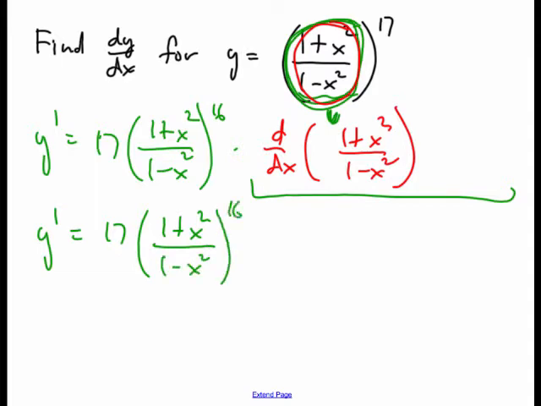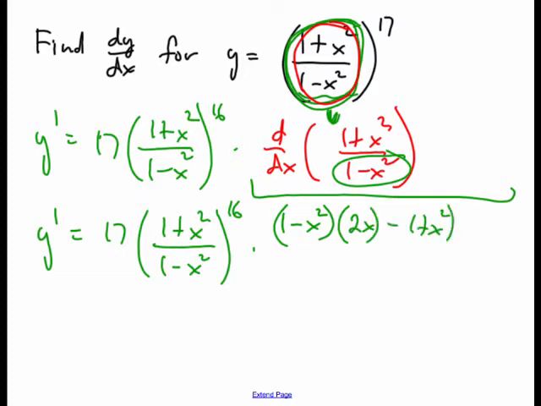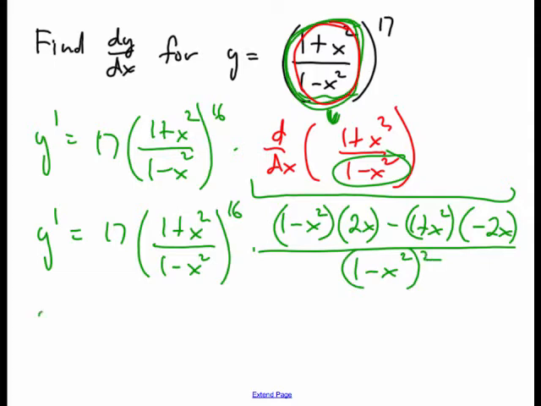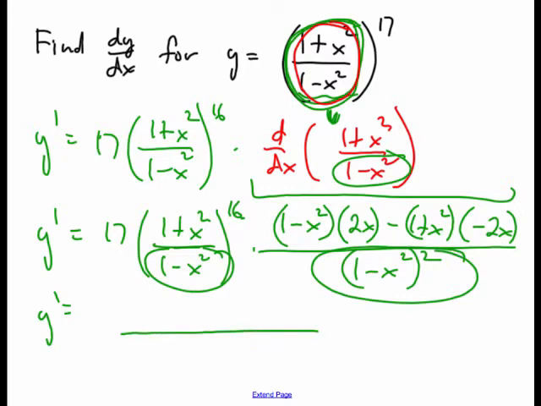And here we go with the quotient rule, which remember is the bottom function multiplied by the derivative of the top, which is 2x, minus the top function times the derivative of the bottom, which is negative 2x, all over the bottom function squared. Okay, we can do a little bit of simplification here. We have this to the 16th and this to the second, which means on the bottom I'm going to have 1 minus x squared to the 18th. And on the top I'm going to have 17, 1 plus x squared to the 16th.